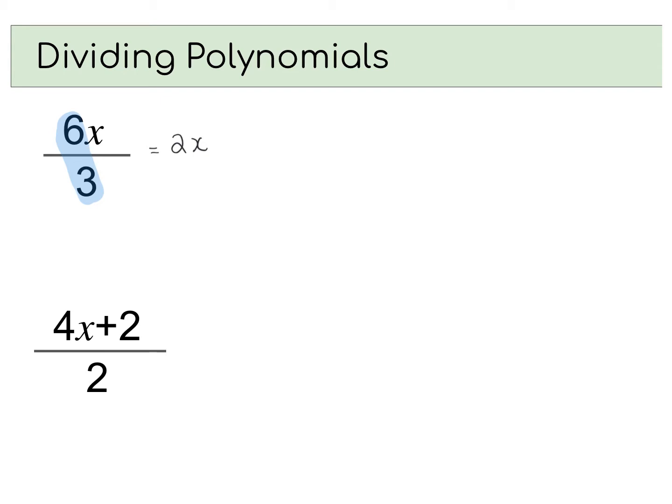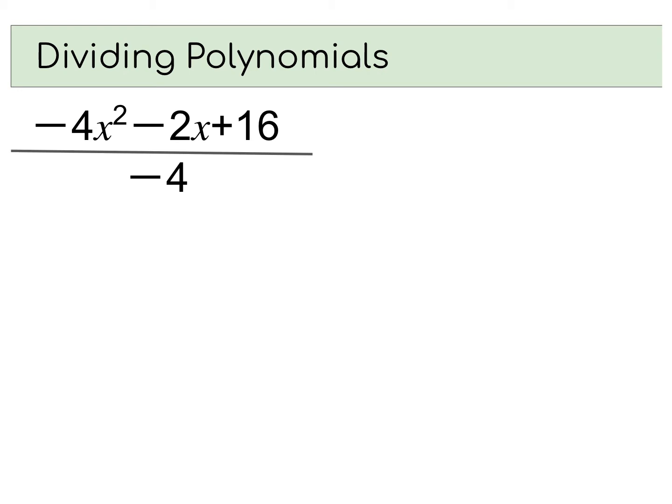In our second example, when we have more than one term, what we want to do is put those in their own individual fractions. So 4x divided by 2 plus 2 divided by 2. And that'll give us a final answer of 4 divided by 2, which is 2x, plus, and then 2 divided by 2 is simply 1. So that's how you would do those two. Let's have a look at a couple that are more complicated than this.